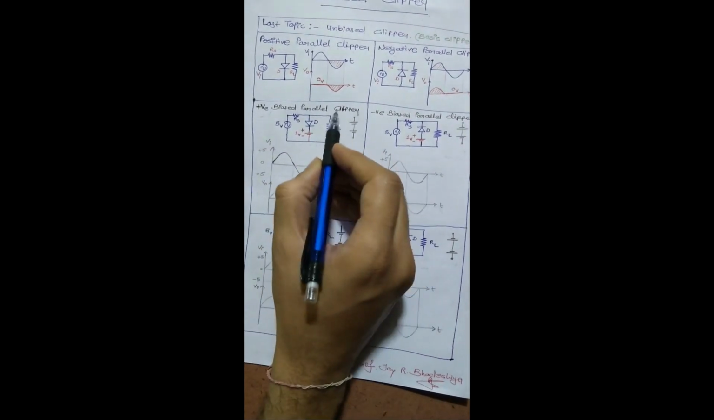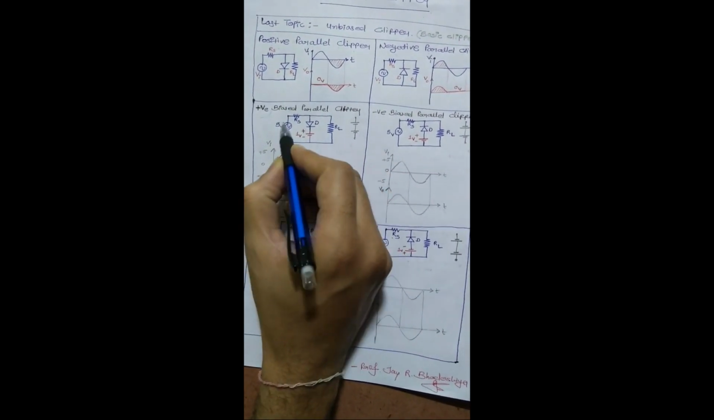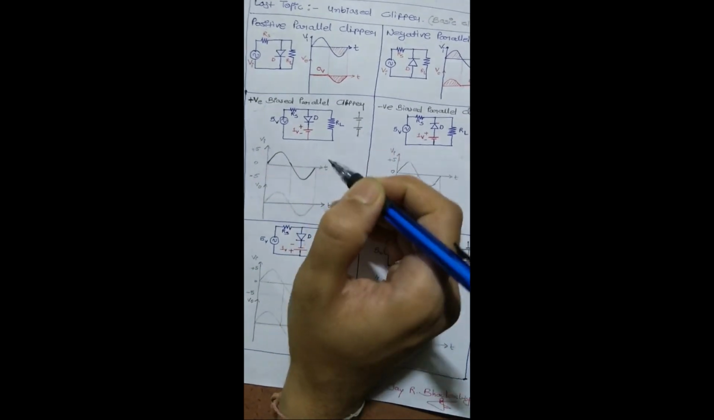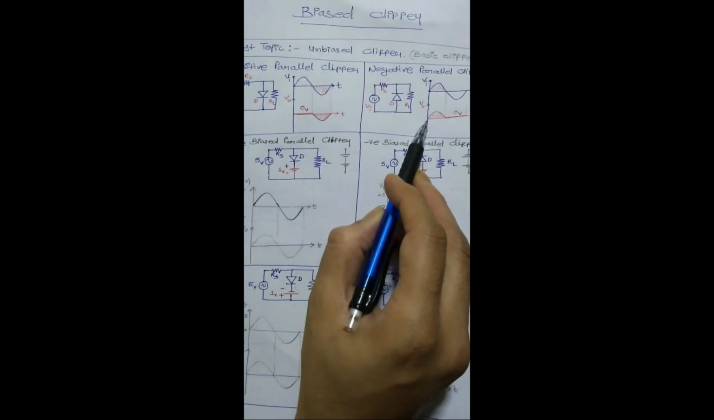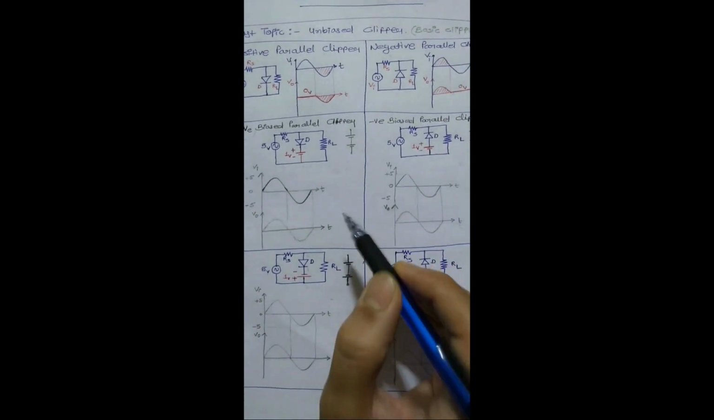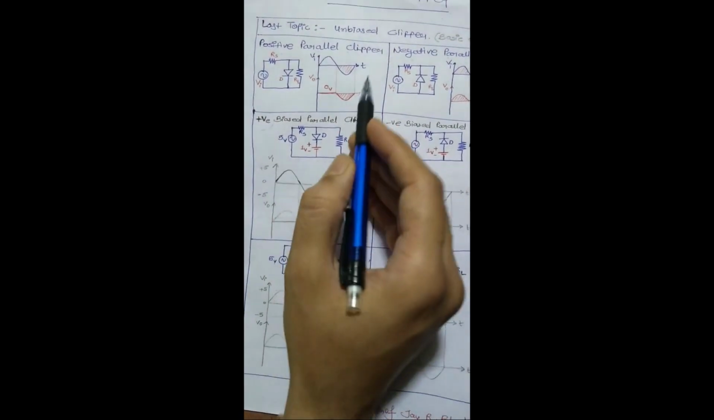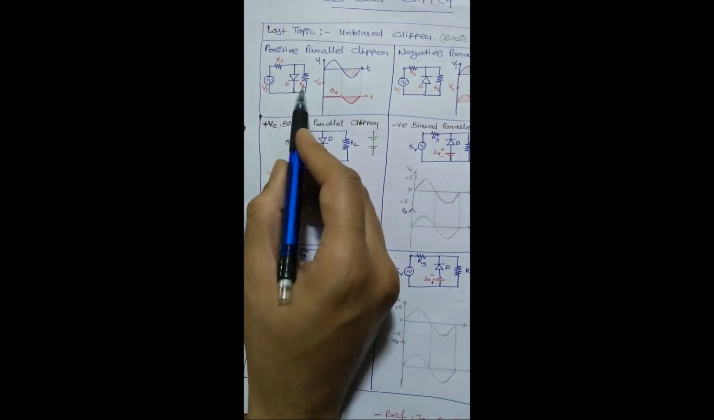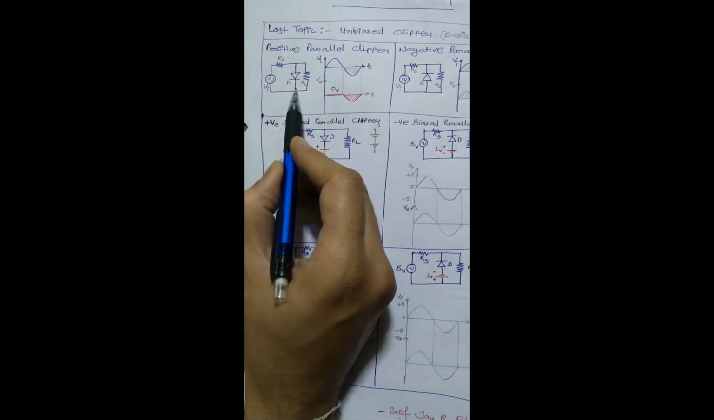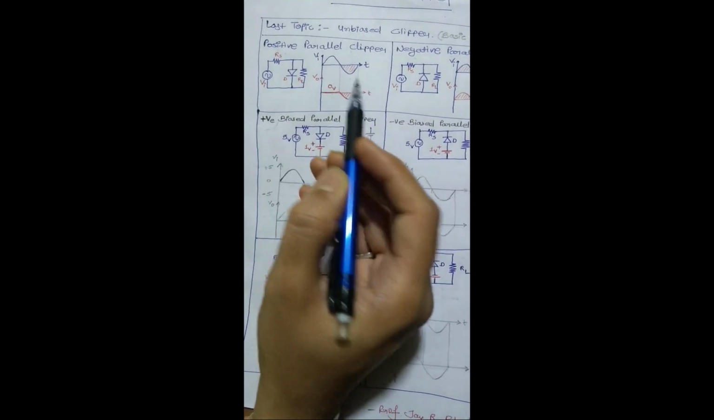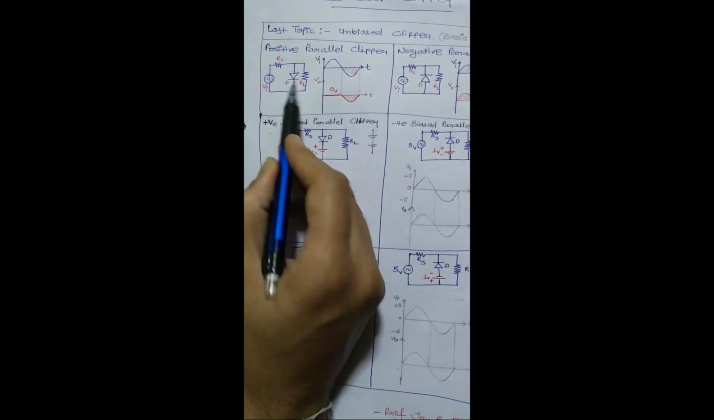In case of bias clipper, you have to count your bias and supply voltage to find out your starting voltage. In case of without bias, your starting point is 0. In case of bias, your starting point may or may not be 0. So first of all, you find out the starting point of your waveform. Consider the positive clipper: for the bias condition, you have to add one DC supply or one battery in series with the diode.